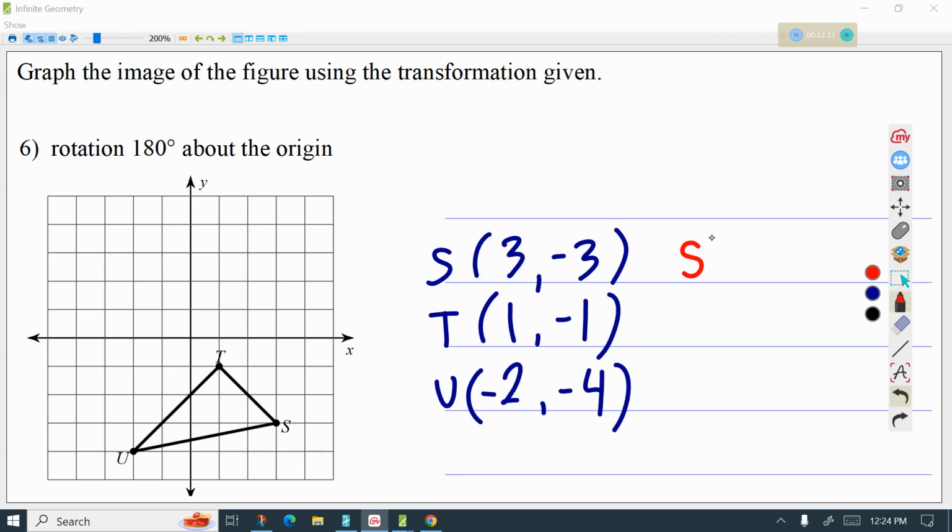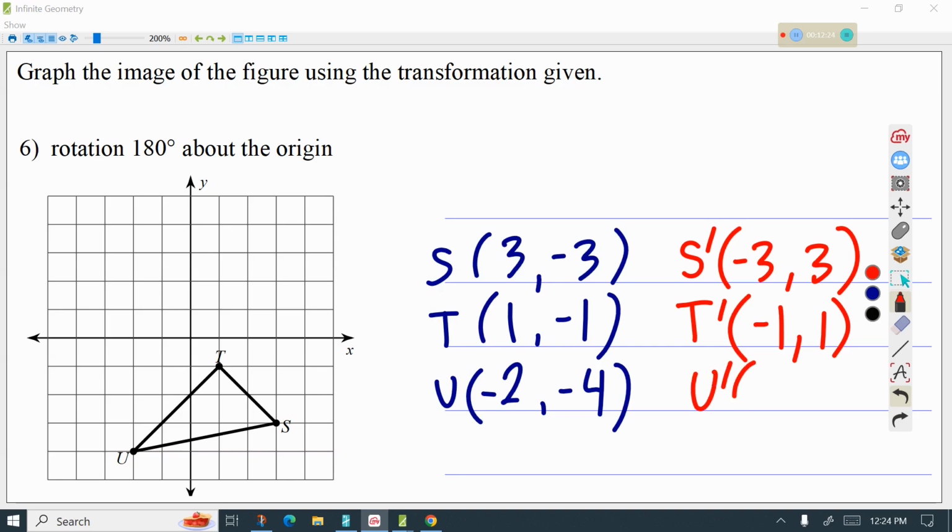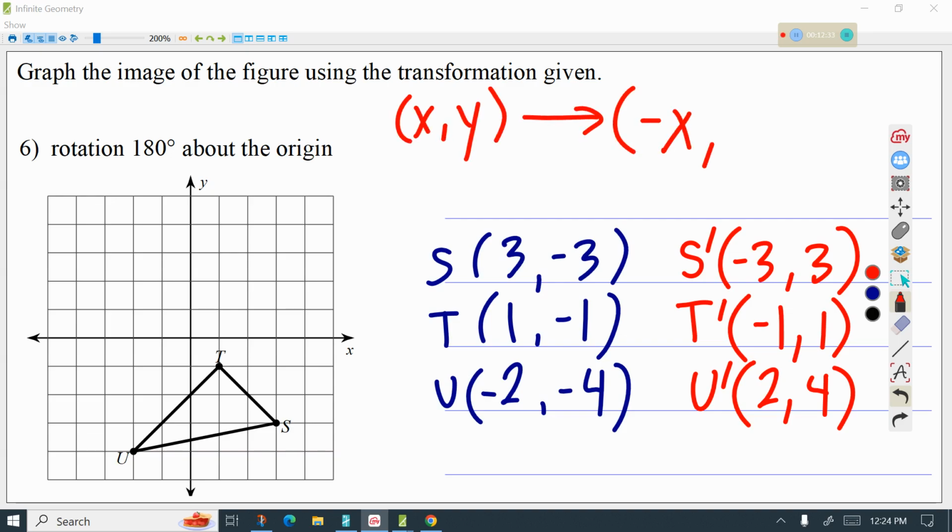So S prime will turn into -3, +3. T prime is going to turn into -1, +1. Okay, and then U prime is going to turn into +2, +4. Okay, it would have been good if I wrote this transformation ahead of time, because then you could always kind of refer back to it, make sure that you're following what you said you were going to do.